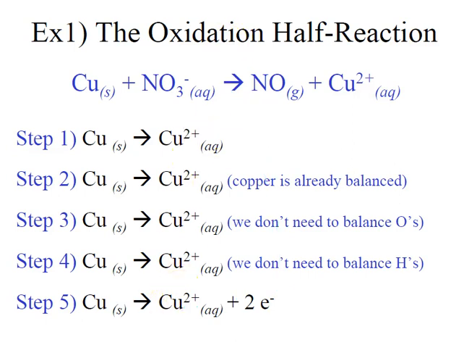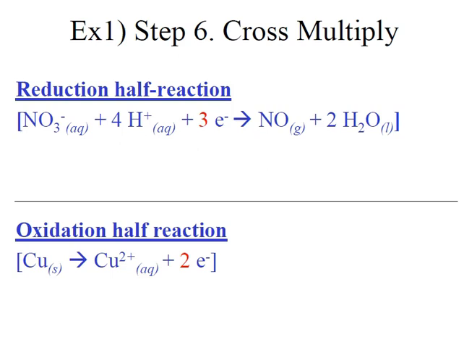So we now have our 2 half reactions. We have our reduction half, which we balanced earlier, and you see it written there. And we have our oxidation half. The next step is to make sure that you gain the same number of electrons that you lose. So currently we have ourselves gaining 3 electrons in the reduction, but only losing 2 in the oxidation.